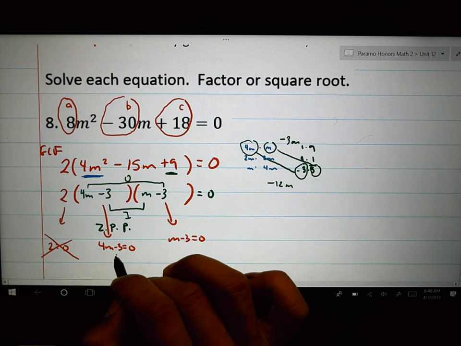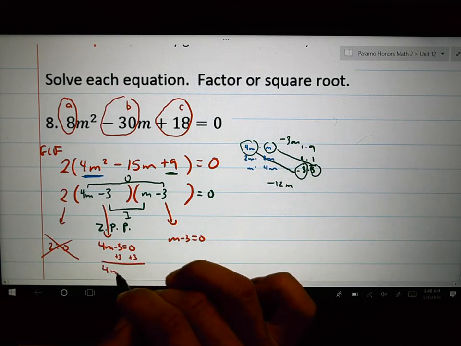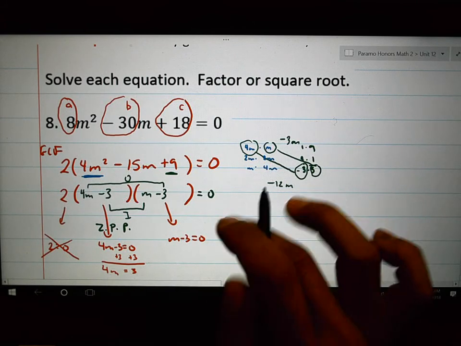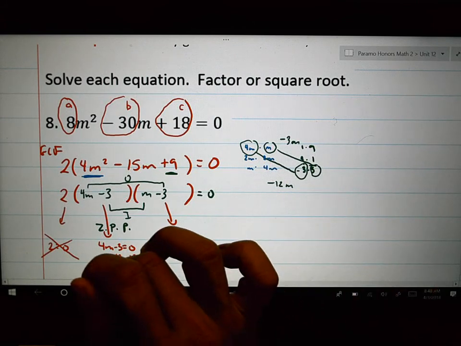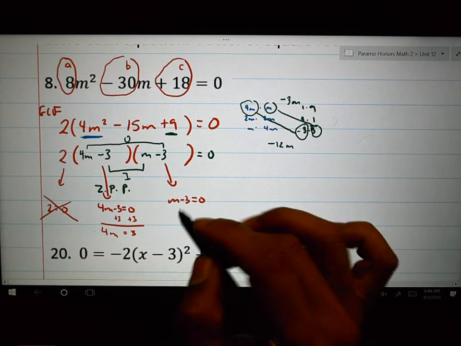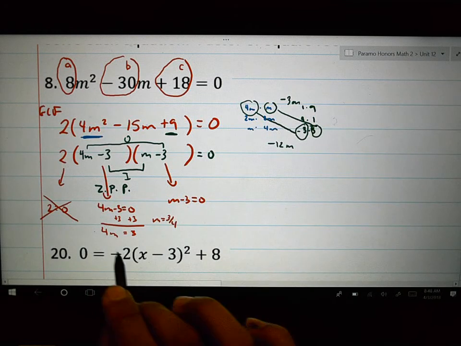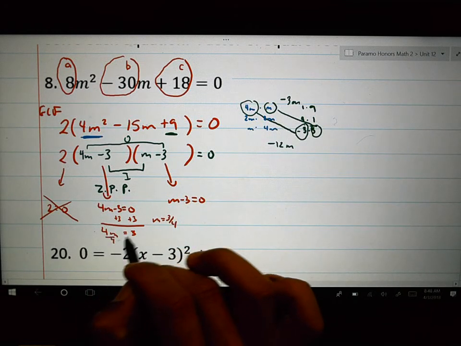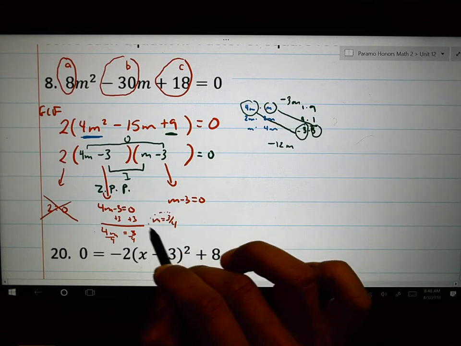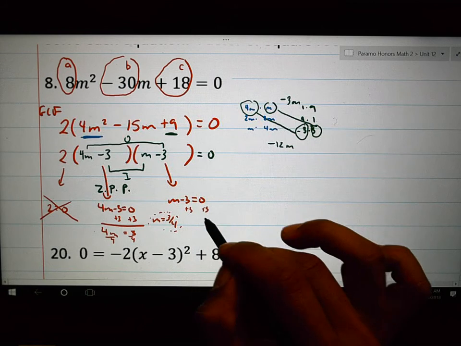You add the 3, 4m equals 3, and if you want m by itself, you would divide by 4. Running out of room here. Let me scoot that up if I can. There's my first choice of divide by 4, divide by 4. That's one possible solution. Plus 3, here's my other possible solution.